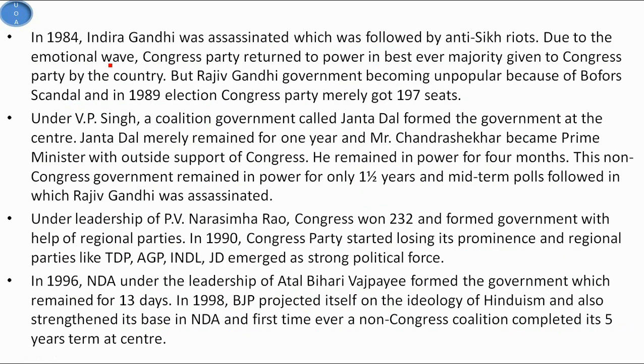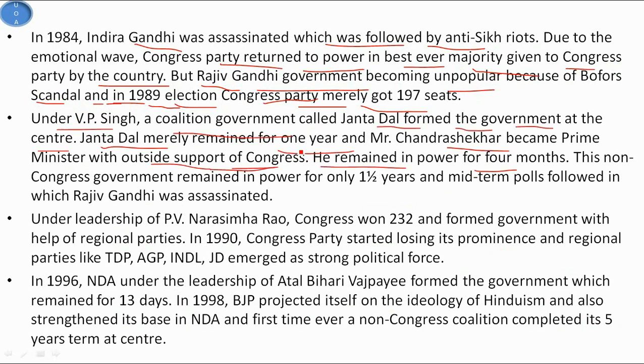So in 1984, Indira Gandhi was assassinated, which was followed by anti-Sikh riots. Due to the emotional wave, the Congress Party returned to power with the best-ever majority given to the Congress Party by the country. But the Rajiv Gandhi government became unpopular because of the Bofors scandal, and in the 1989 election, the Congress Party merely got 197 seats. So the VP Singh coalition government, called Janata Dal, formed the government at the centre.